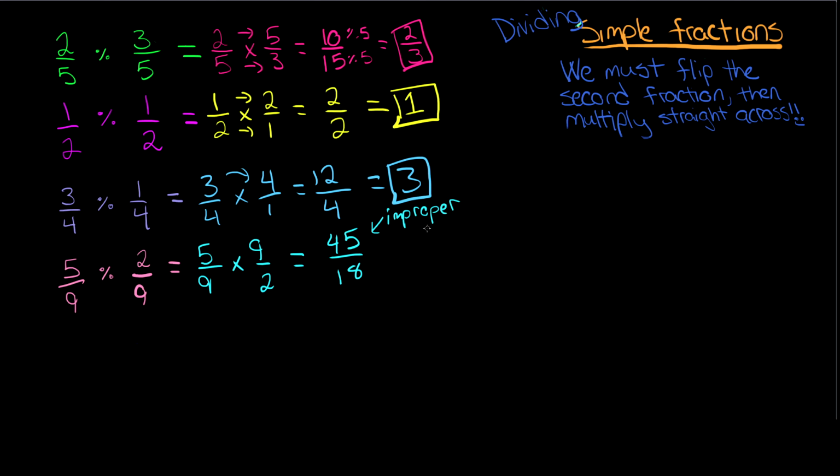And what do I mean by a mixed number? A mixed number is one where it has a whole integer with a fraction. So how many times does 18 go into 45? It goes into 45 2 whole times, leaving us with 9 left over. So we have 9 over 18. But we can still simplify this. We can divide both of these by 9, giving us 2 and 1/2 as our final answer.